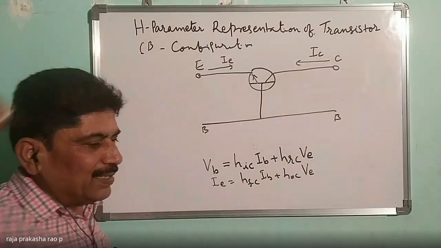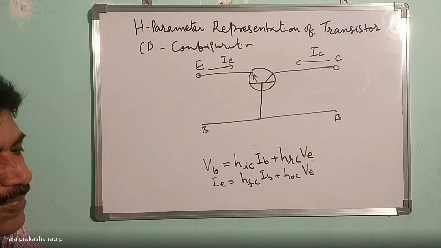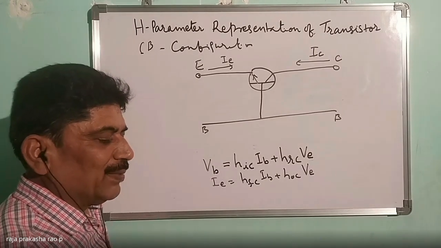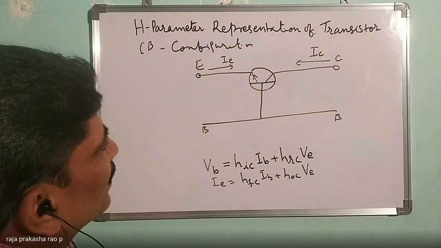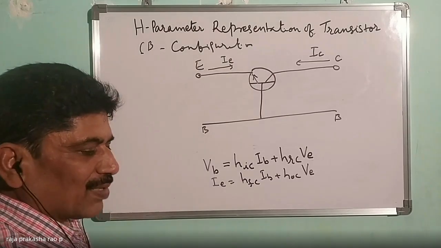Is it easy to draw? Base to emitter, the direction, since it is an NPN transistor, it is a very famous one. Every book will be using NPN only. PNP is not used much. These directions are all convenient for us. We can use it the same way as in a two-port network.